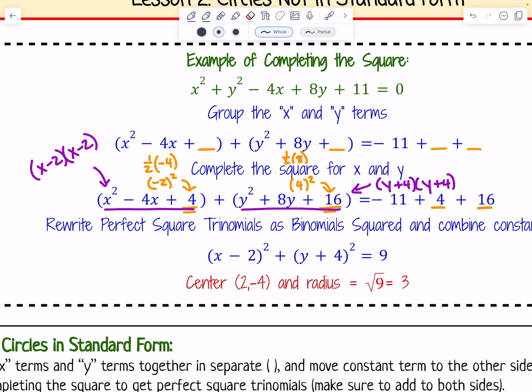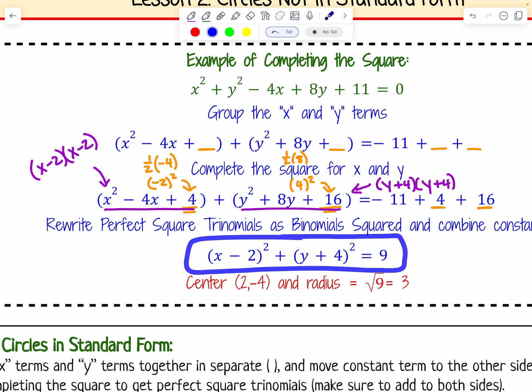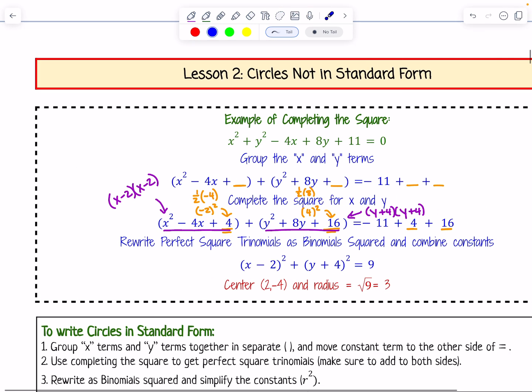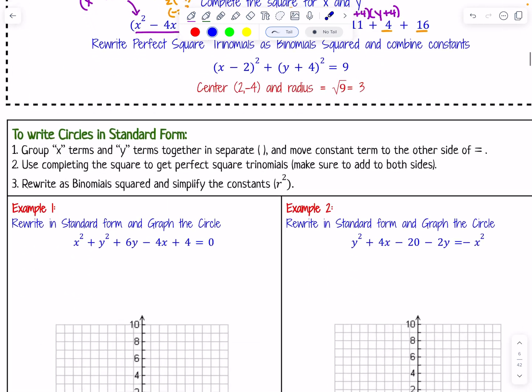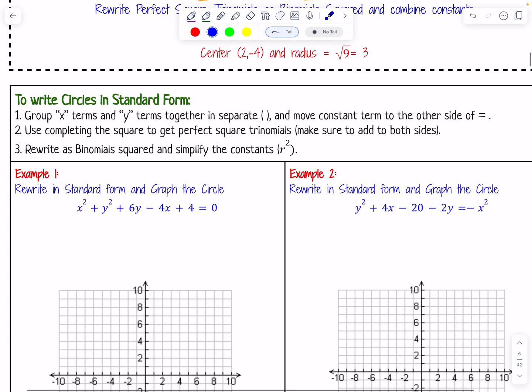Okay, so now that we have it nicely in standard form without too much work, we can pick out the center and the radius. So the center point would just be 2, negative 4, and then the square root of 9 would give us the radius, which is just 3. All right, so I have typed up the steps in the middle of the page in case you need to see them nicely written out.